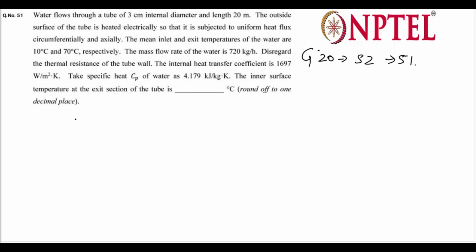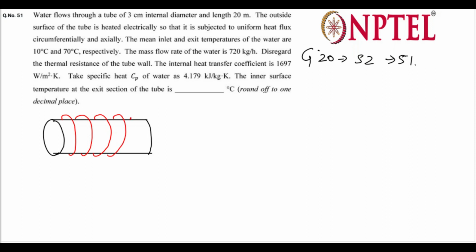So first let us draw a tube to get an idea of what's going on. So here is our tube. They've also said that the outside surface of the tube is heated electrically so that it is subjected to a uniform heat flux. So it is heated electrically, which means that some kind of wire setup is being carried over this. Assume that it is spread over all the length. Keep that in mind.